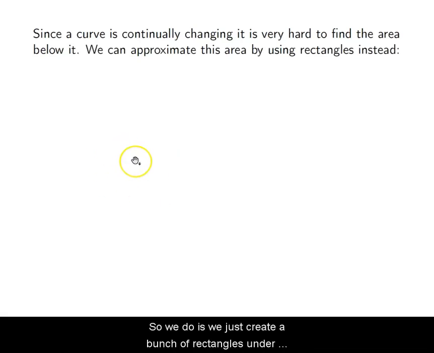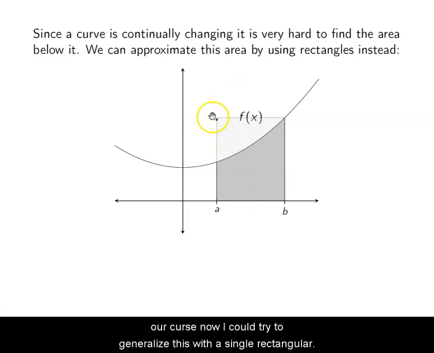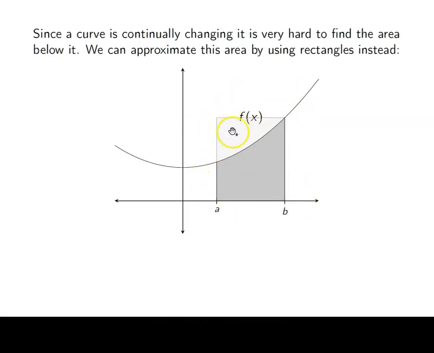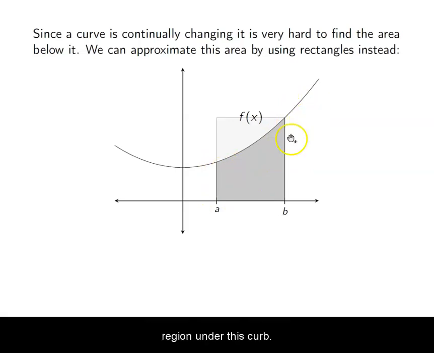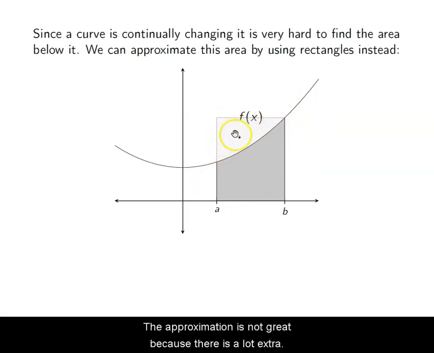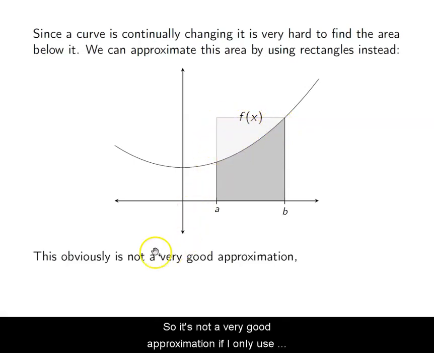Okay. So what we do is we create a bunch of rectangles under our curve. Now I could try to generalize this with a single rectangle, but as you see, I get an overestimate, and a pretty large overestimate as well. So the area of this rectangle is approximately equal to the area of the dark shaded region under this curve. But the approximation is not great because there is a lot extra, right? So it's not a very good approximation if I only use one rectangle.